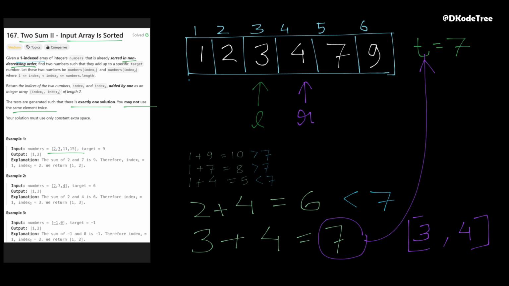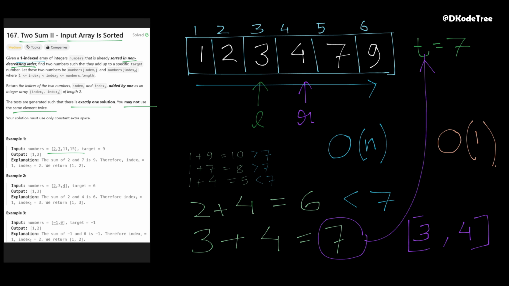So this was the entire approach. And since we are scanning through the list only once, so this approach runs in O of n time. Also, no extra space is used, so the memory complexity is O of 1. Now let's code this up.